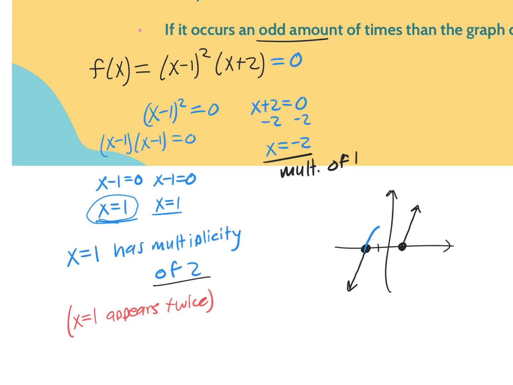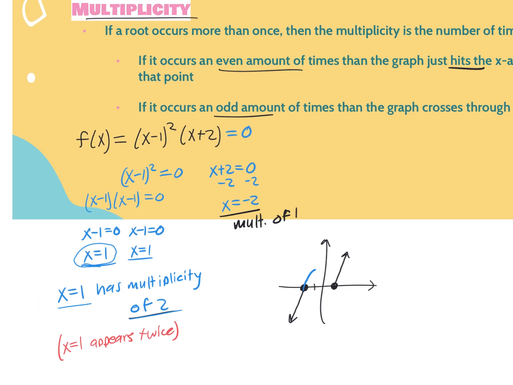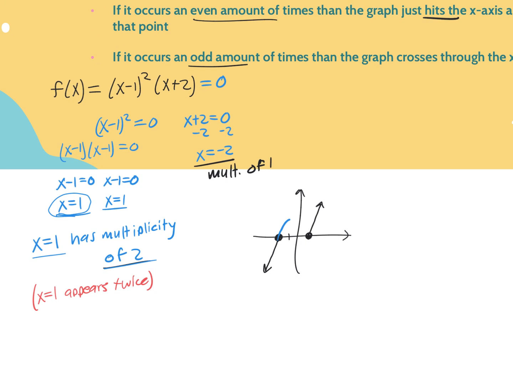But I'm going to have to touch and bounce back at x equals 1, because x equals 1 has a multiplicity of 2, right? And 2 is an even number. Like it says in our notes, an even multiplicity means that you're going to touch it and bounce back. So really, there's going to be a little bounce right here.